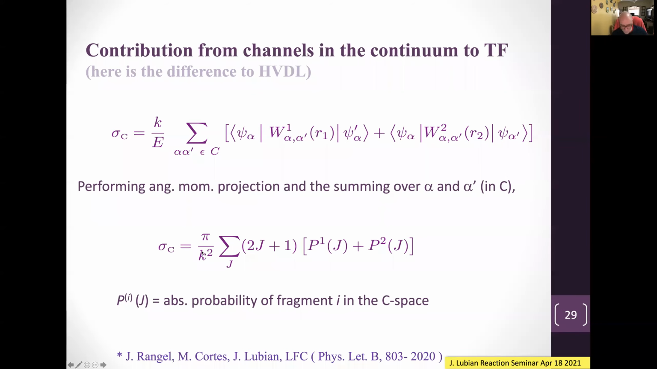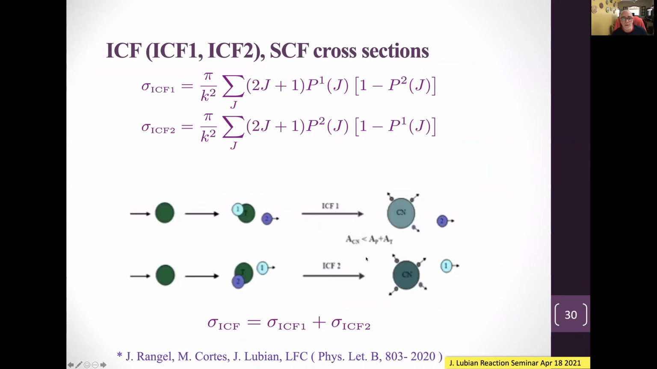And PJ, these are our probability of absorption of each fragment. So if we want to study the incomplete fusion of the fragment 1, it would be the absorption of the fragment 1 multiplied by the non-absorption of the fragment 2. The incomplete fusion of the fragment 2 will be the absorption of this fragment and non-absorption of the other fragment. The total incomplete fusion will be the sum of the incomplete fusion of each fragment.